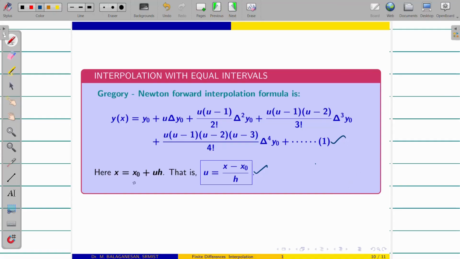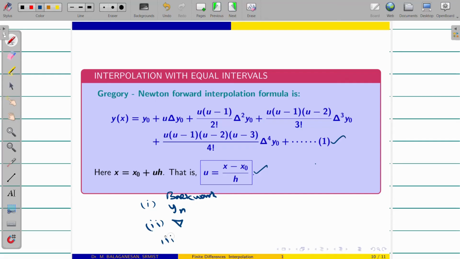Next, backward interpolation. If you know the forward interpolation formula, it will be easy to write the backward interpolation formula. I will tell you what the different things are. Here we are using forward. For backward, first, instead of y naught, I will use yn. Second thing, instead of the forward operator, I will use backward.